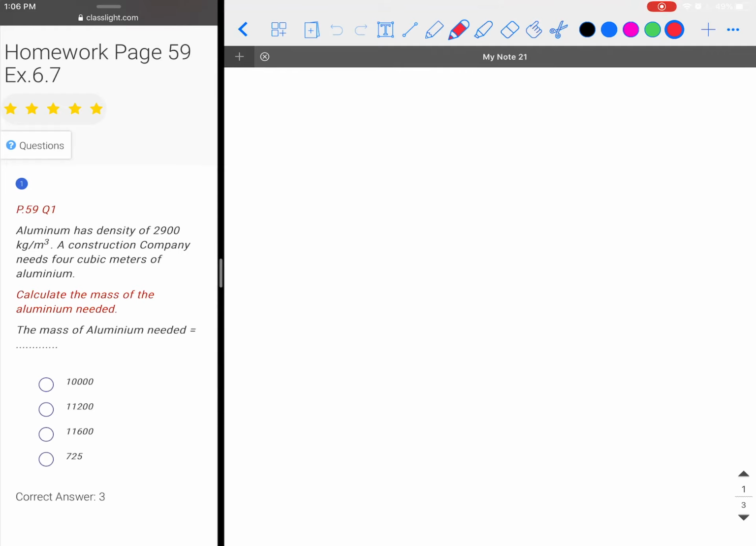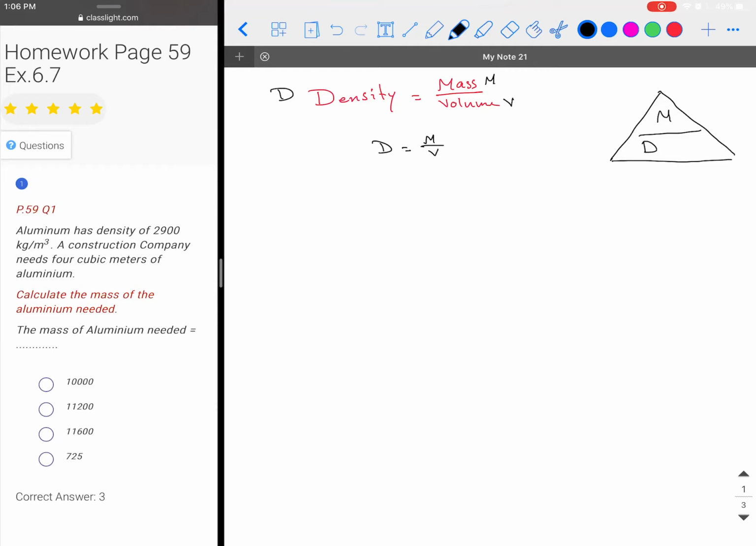Okay, at the beginning, let's remember that density equals mass over volume. We can denote density with the letter D, mass with the letter M, and volume with the letter V. Then we can say that D equals M over V, and we can use this triangle. So D equals M over V.